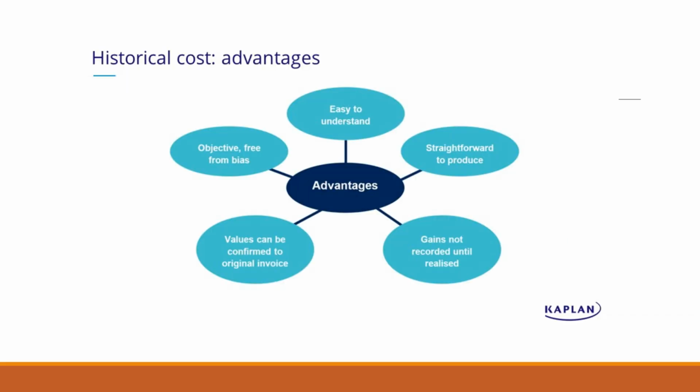Let's focus specifically on the historical cost measurement basis and its advantages. As we discussed, this method records assets at their original purchase price. This makes it quite straightforward, and, as this diagram shows, it offers several benefits. First, it's easy to understand. The concept of recording something at its original cost is relatively simple. It's also objective and free from bias. The cost is based on a verifiable transaction, not on subjective estimates.